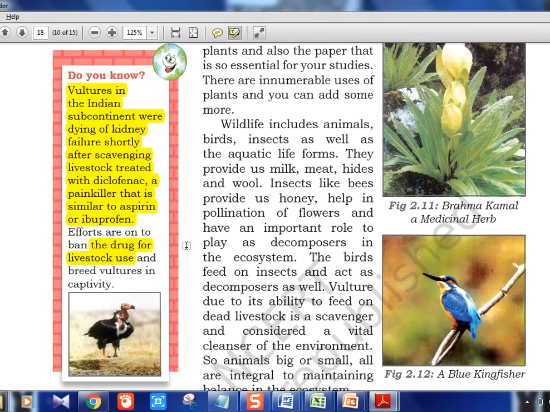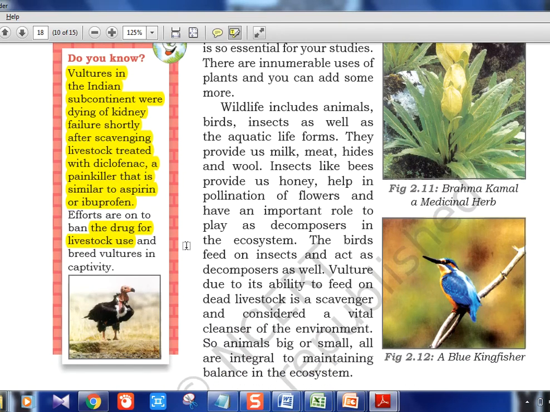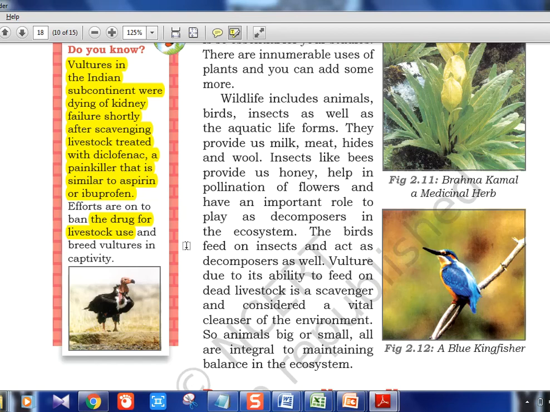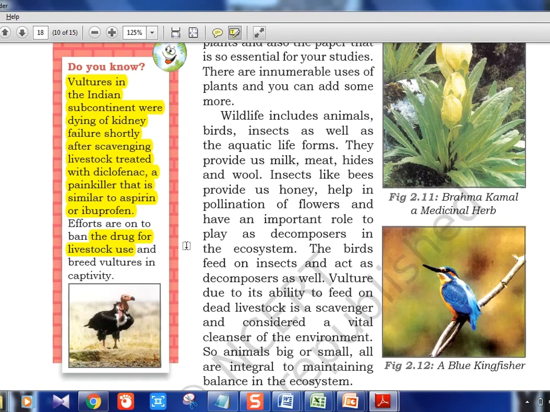These are all different plant names, nothing related to conservation or UPSC level. Brahmakamal picture, you can see blue kingfisher.